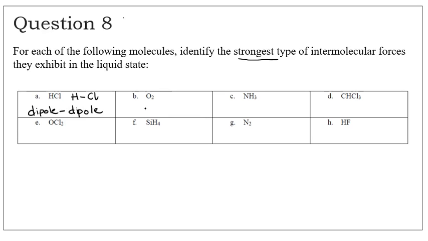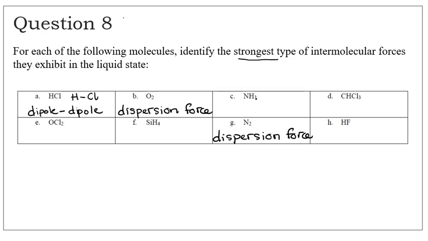Okay. Second case, oxygen. Now, if you see anything like this, there is no difference in electronegativity. The two atoms are identical in type. So the only type of intermolecular force possible is dispersion force. This is probably the easiest case. And you can do the same for this question right here. You have the same type of element, no difference in electronegativity, which means you're going to have a non-polar molecule. So the strongest type of intermolecular force present will be dispersion force.